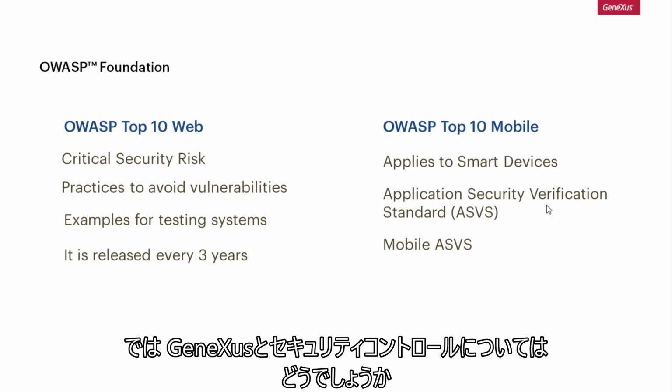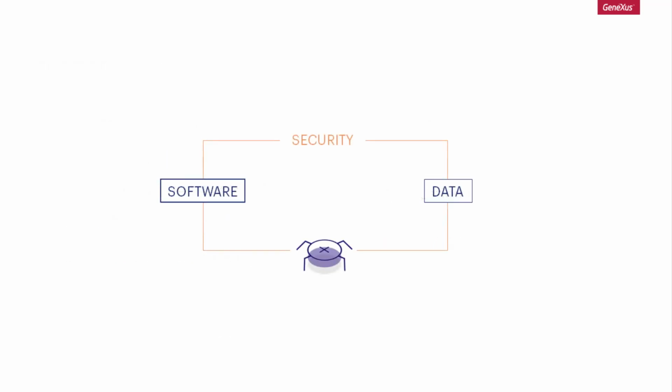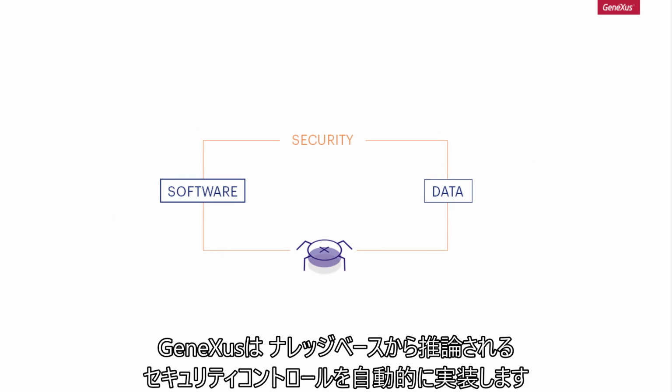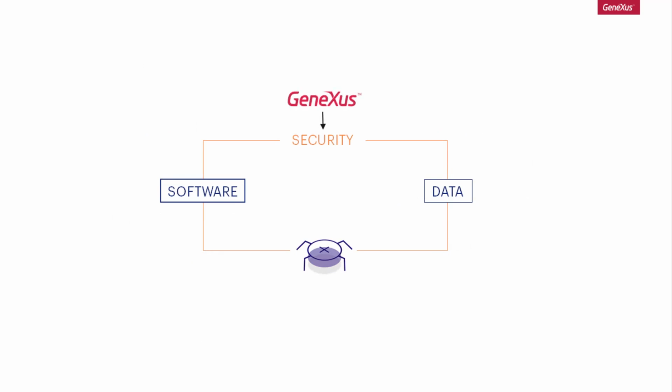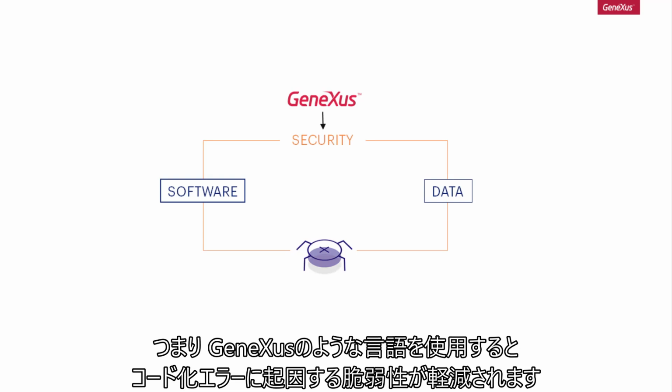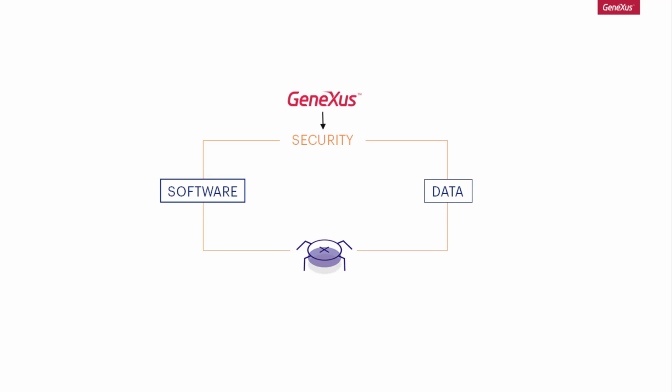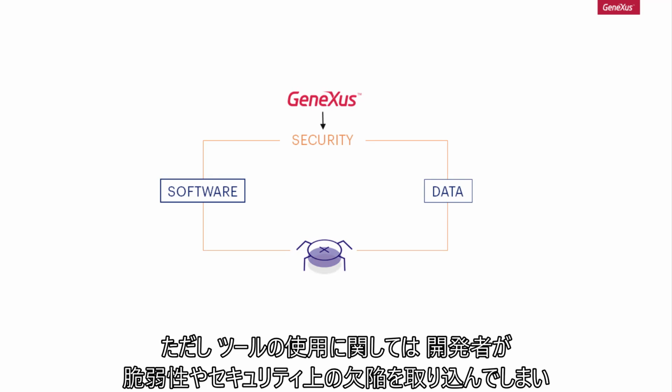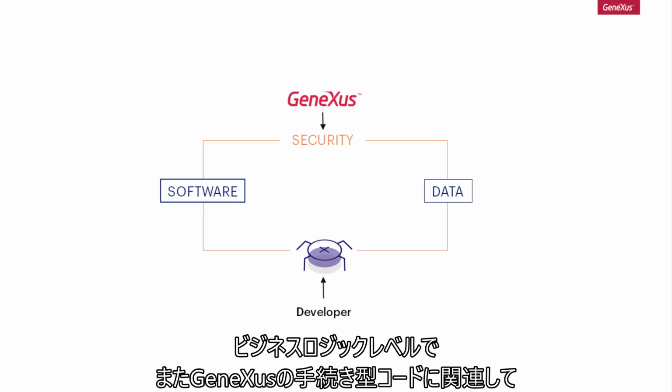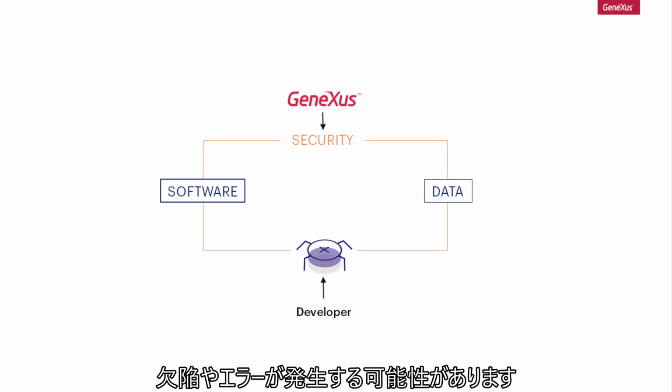So, what about GeneXus and security controls? GeneXus automatically implements the security controls that may be inferred from the knowledge base. In other words, vulnerabilities originating in codification errors are mitigated when a language like GeneXus is used. Nevertheless, when it comes to using the tool, the developer might introduce vulnerabilities or security defects that could result in flaws and errors at the business logic level, as well as in relation to the GeneXus procedural code.